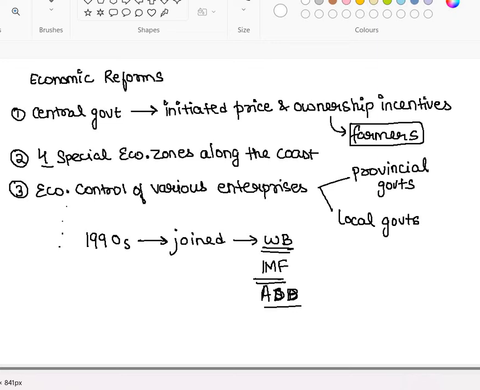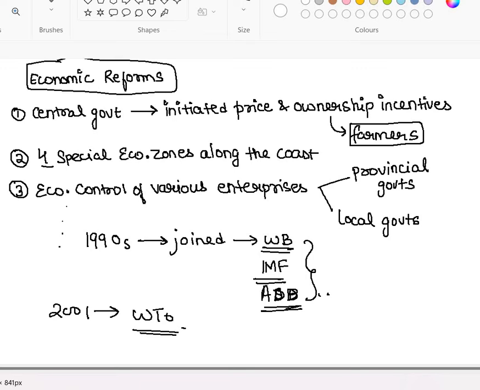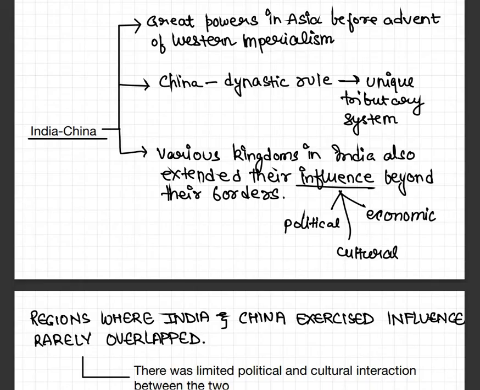Okay, then do you know that in the 1990s China also joined the World Bank. 1990s में चाइना ने वर्ल्ड बैंक को भी ज्वाइन कर दिया. It joined the International Monetary Fund also and the Asian Development Bank as well. तो इन्होंने Asian Development Bank को भी ज्वाइन कर दिया. So that financial funding. तो ये थे चाइना के बेसिक इकोनॉमिक रिफॉर्म्स which resulted in the exponential growth of China's economy.